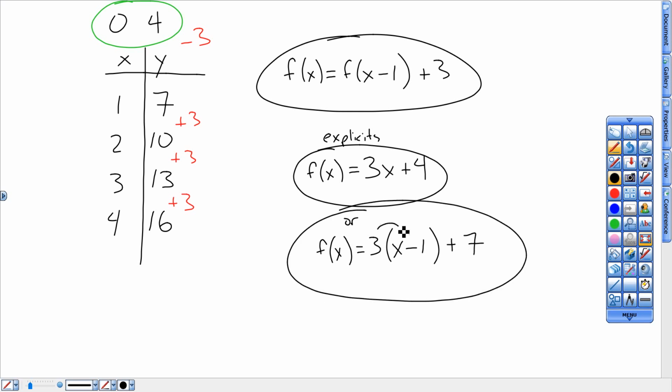knowing that even though those look completely different, they really are the same. If I was to distribute that, that would give me 3x minus 3, and that minus 3 and that plus 7, guess what? Give you 3x plus 4. They are the same, even though they don't look like it.